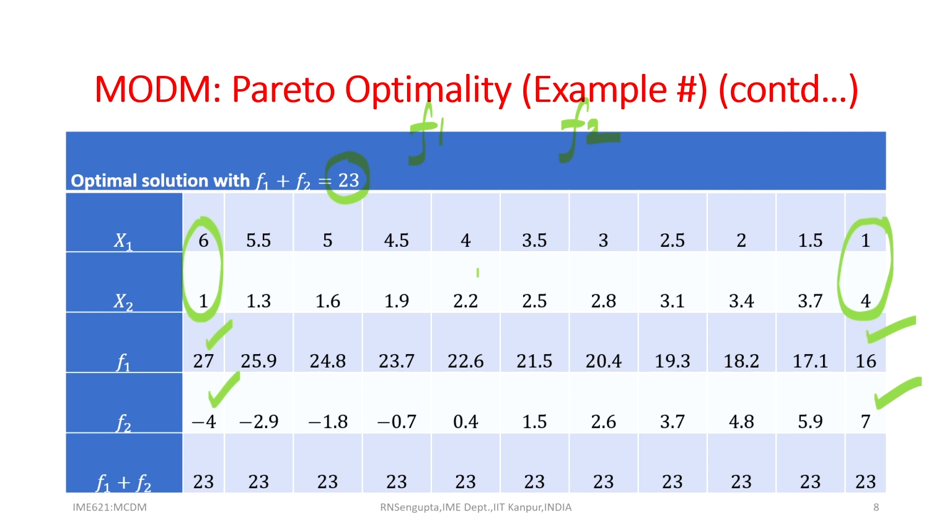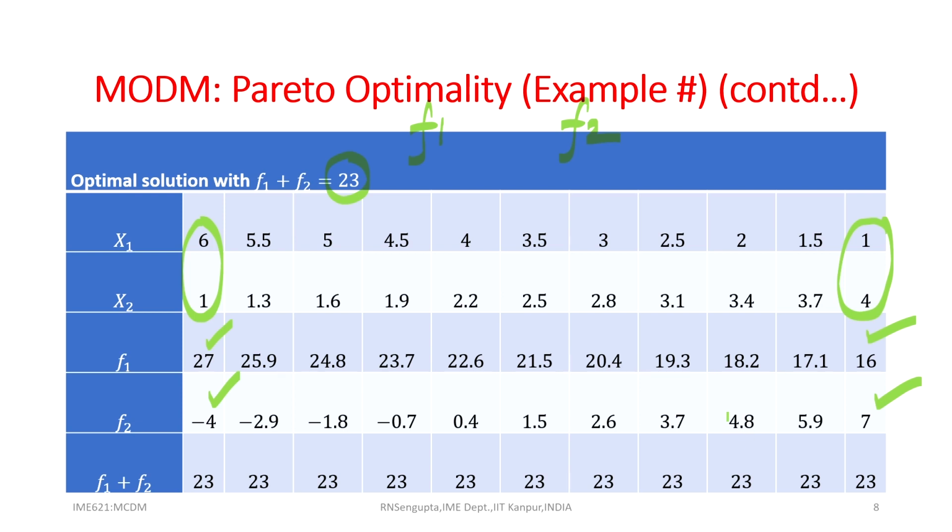And skipping a few of these values, if I go to the third last and the second last one, for a value of x1 and x2 as 2.5 and 3.1, the respective values of f1 and f2 are 19.3 and 3.7, and for x1 and x2 as 2 and 3.4 respectively, the respective values of f1 and f2 are 18.2 and 4.8.